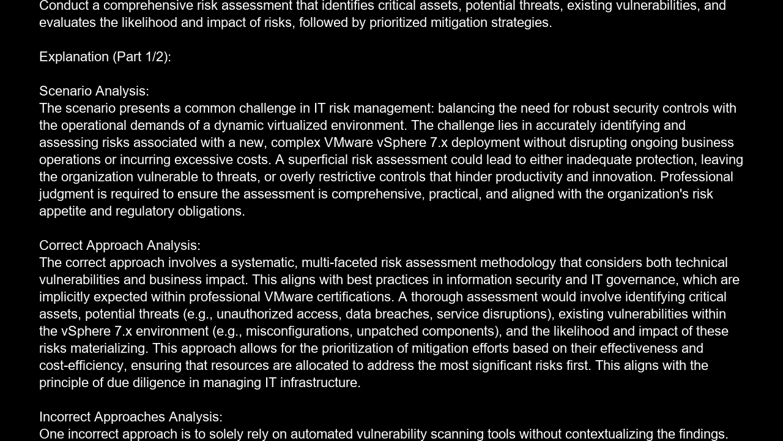Explanation. Scenario analysis. The scenario presents a common challenge in IT risk management, balancing the need for robust security controls with the operational demands of a dynamic virtualized environment. The challenge lies in accurately identifying and assessing risks associated with a new, complex VMware vSphere 7X deployment without disrupting ongoing business operations or incurring excessive costs.